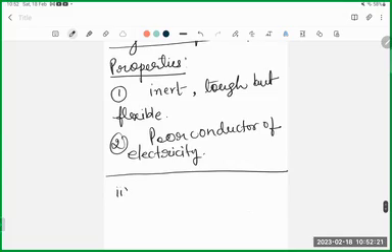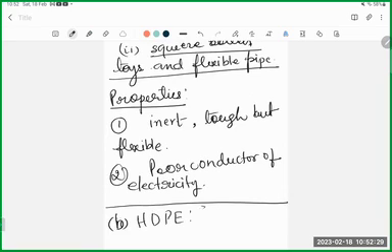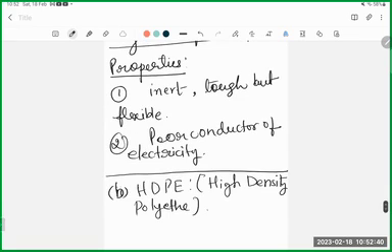Let's talk about the second, HDPE. Here I used A, so here B will be HDPE, high density polythene. It is also prepared by the same technique, the same unit taken, under addition polymerization, but here we use a solvent. The addition polymerization of ethene takes place in the presence of a hydrocarbon solvent, and the catalyst is important. The Ziegler-Natta catalyst is very important for HDPE, high density polyethene.